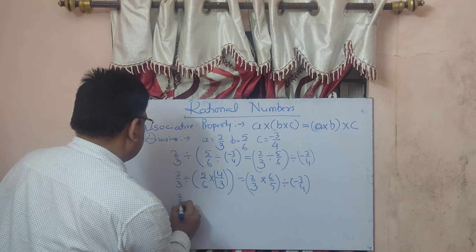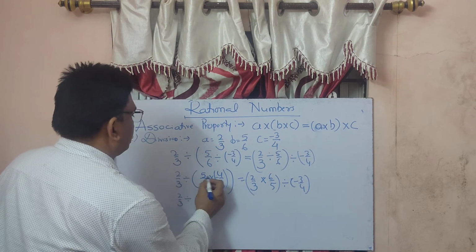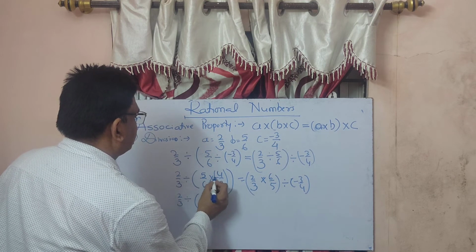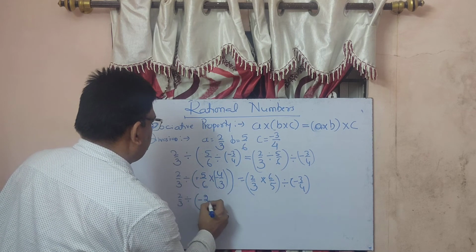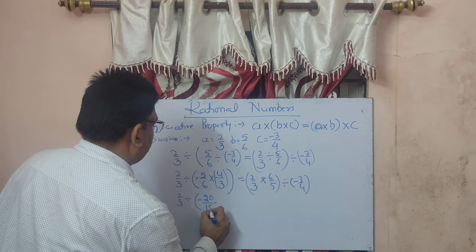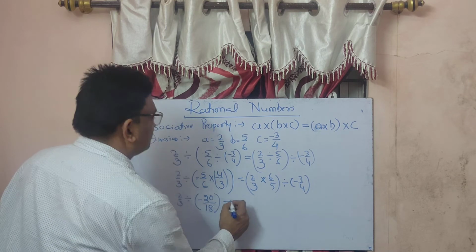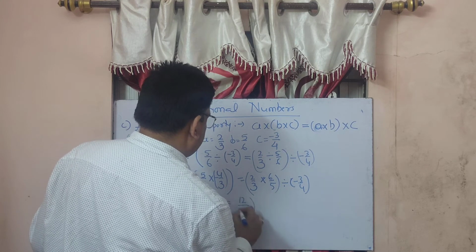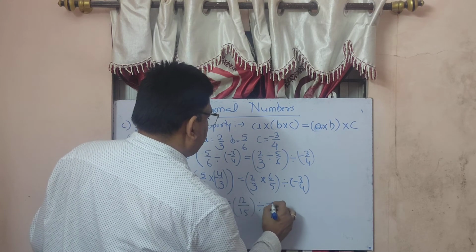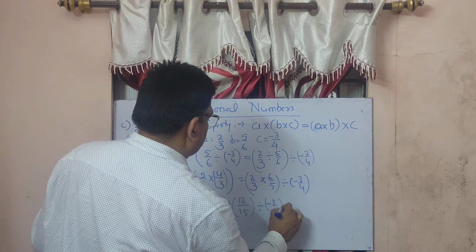So 2 upon 3 as it is. Division is there. Multiply. So minus here. So this is plus. Plus into minus. Minus 5 4s are 20. 6 3s are 18. Now in the same way, 2 6s are 12. 3 5s are 15. Division minus 3 upon 4.